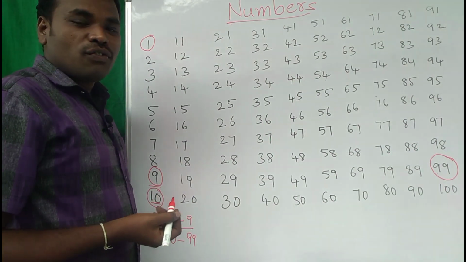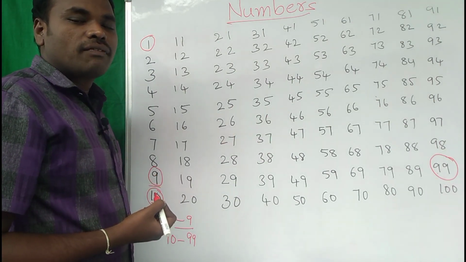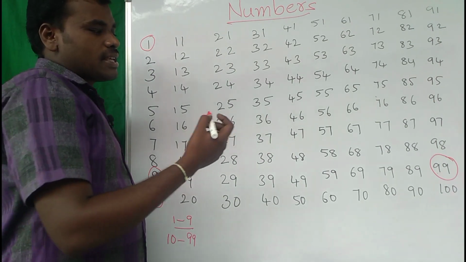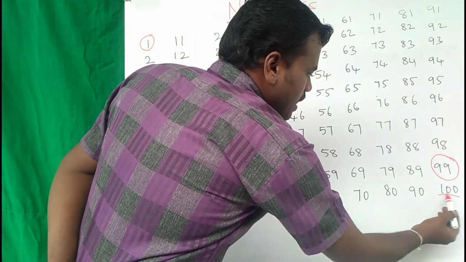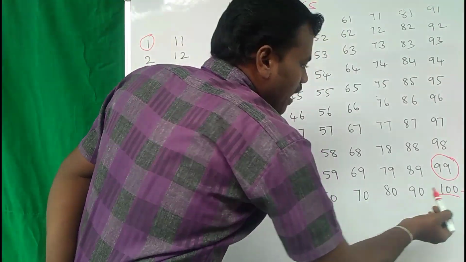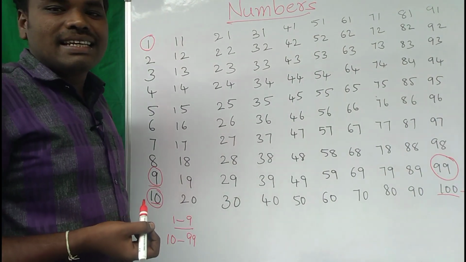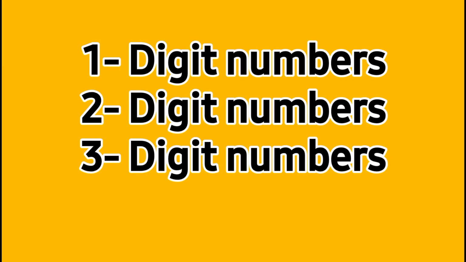Then after 99 we know 100. How many digits are there? Count here: 1, 2, 3. Three digits are there. So these are the three digit numbers.